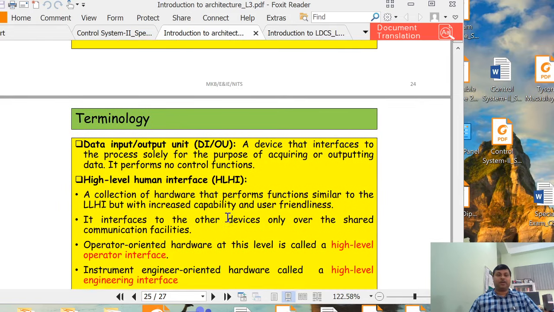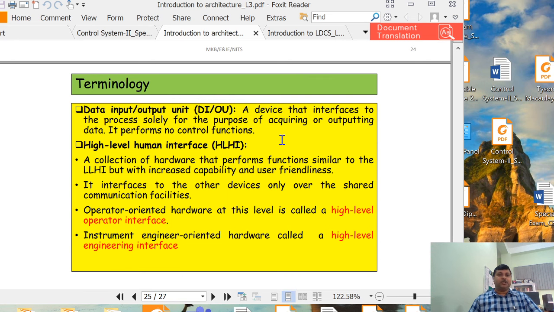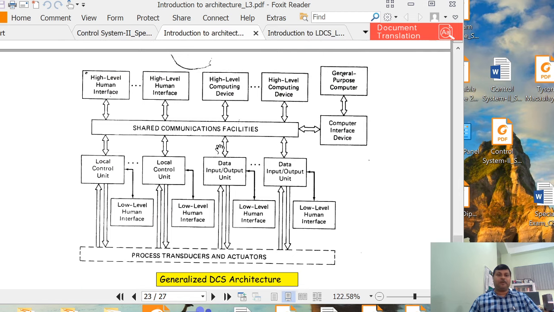So what are the functions of the DIOU, meaning data input output unit? It is a device that interfaces to the process solely for the purpose of acquiring or outputting data. It performs no control function. And also with the data input output, some high level human interface is connected. You see, not only with the data input output, you will find that with the local control unit also, the high level human interface is connected through a shared communication facility.